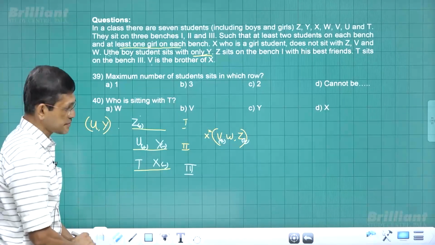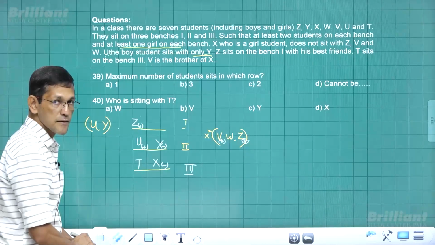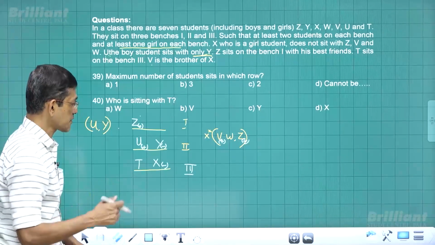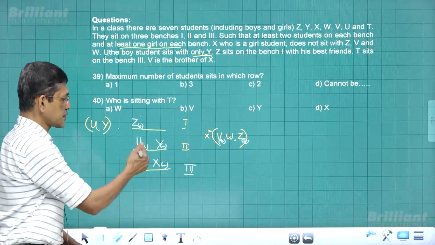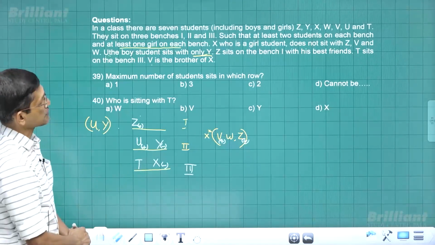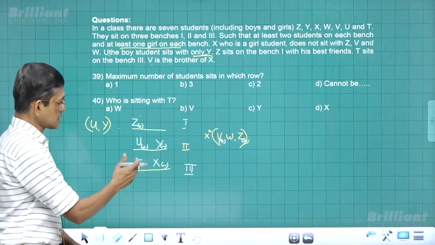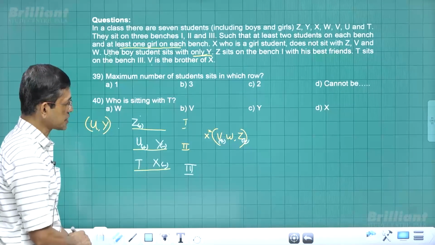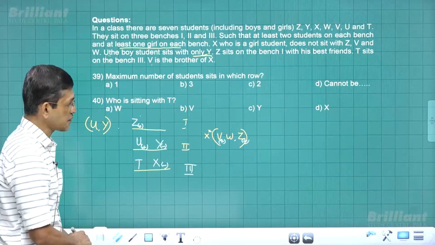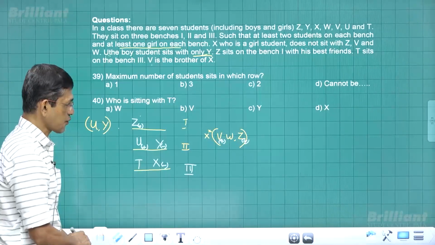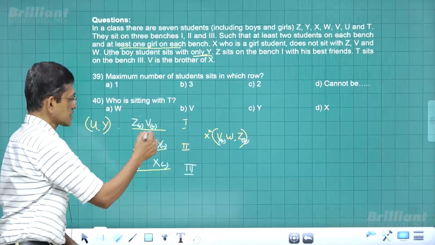X is a girl. If X is a girl, does it mean that T is a boy? You have to think about it. And who are the other people missing here? U is taken, Y is taken, so 7 persons are there. U and Y and Z are taken, T and X are taken. So which people are missing here? 5 have already been taken. Now we have V and W missing. V is a male, V is the brother of X.